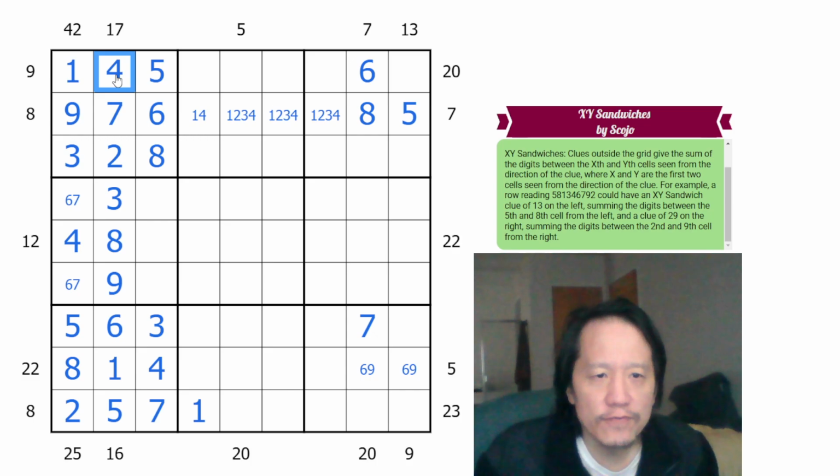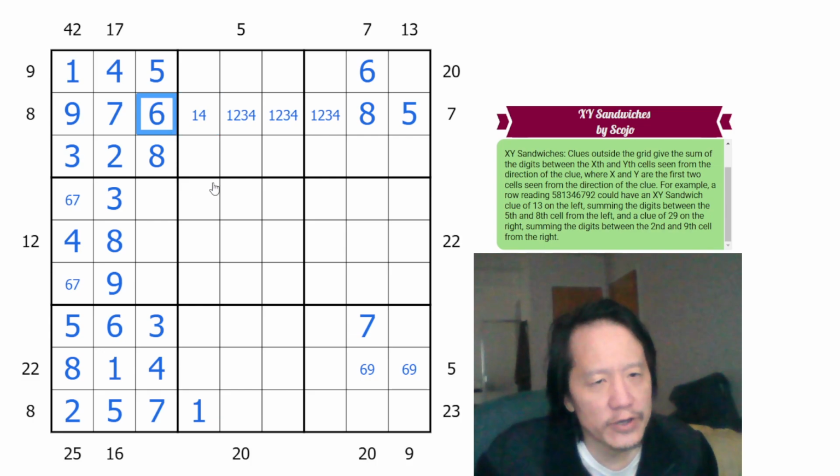Between the 1st and the 4th, between these two must add up to 9, so that's 4 and 5. Between the 7th and 9th, that must add up to 8. Between the 9th and 7th, that's 8. This is not good.